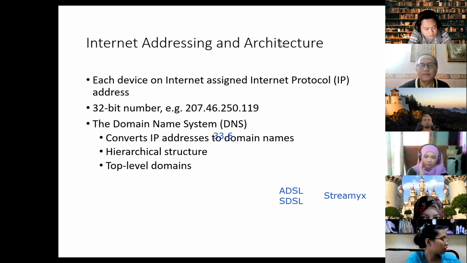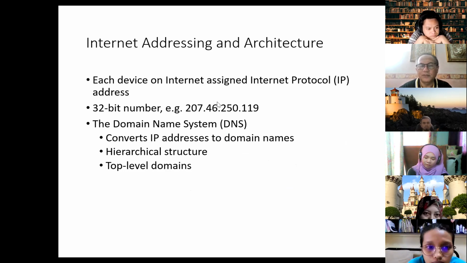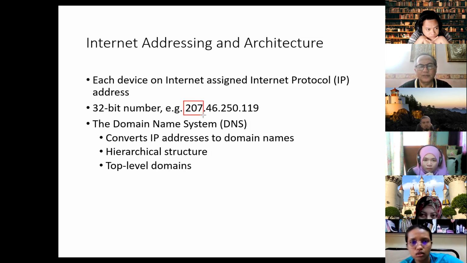The internet also has internet addressing. Internet addressing begins with a 32-bit number, and then there is a domain name system that converts these IP addresses into domain names. The domain names are in a hierarchical structure, and they have top level domains. How does it become 32-bit? Because there are 4 of these, and each one of these is 8-bit.